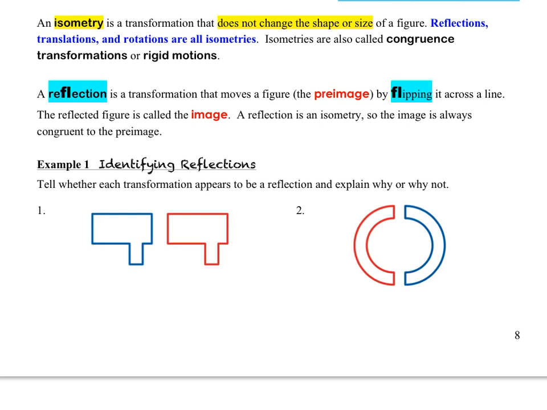So we look at example 1, we're trying to identify whether or not these are reflections, and we see that first image, the red and the blue, and imagine that I put a mirror up between the 2.